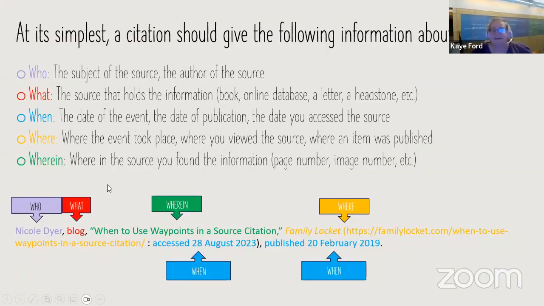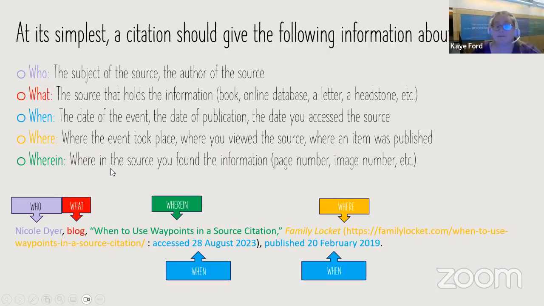At its simplest, a citation should give you the following information about your source. And this harkens back to Joy's 5 W's: the who, what, when, where, and the slight difference is wherein. The who of a citation is the subject of the source or the author. The what is the source that holds the information. So that could be a book, a letter, a headstone, a sampler. The when is the date of the event, the date of the publication, the date you access the source.